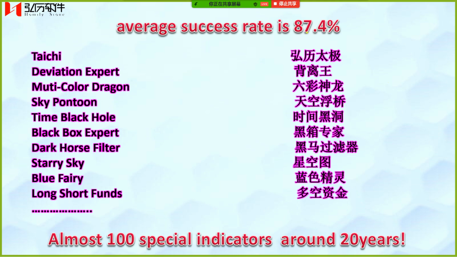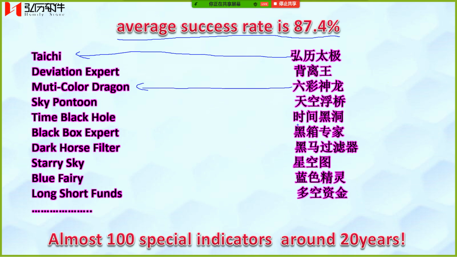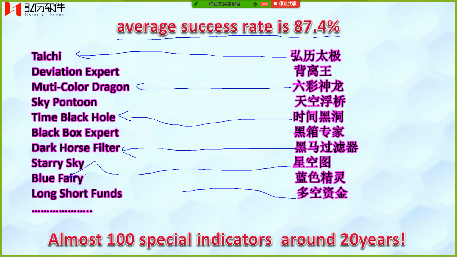Okay, we have some special indicator. We have the average rate around 87.4%. Sometimes you need to know, like Taiji is alert, like multicolor dragon is a money flow indicator, like 10 black hole is alert, right? Then like this one is the filter, this one is a filter, right? This one is a money flow indicator. So you know which kind of indicator, then you know how to combine with. So every time you buy and sell, we have 3 factors: forecasting, trading system, and alert.